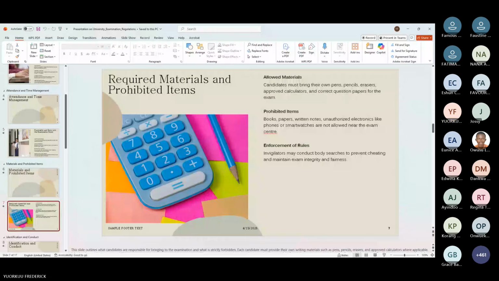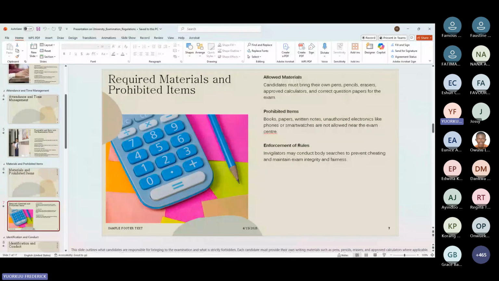Materials allowed. Candidates must bring their own pens, pencils, erasers, and approved calculators, and please take note, approved calculators. You don't even bring question papers, but approved calculators. Don't send any calculator that is bad. Don't send any smart device into the examination hall. Don't send any mobile device into the examination hall.